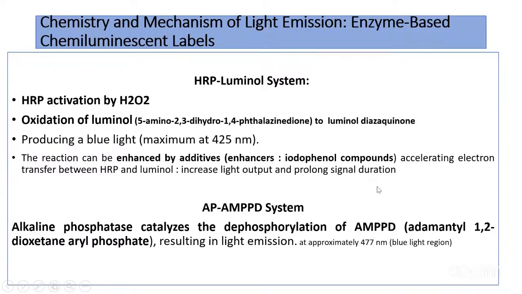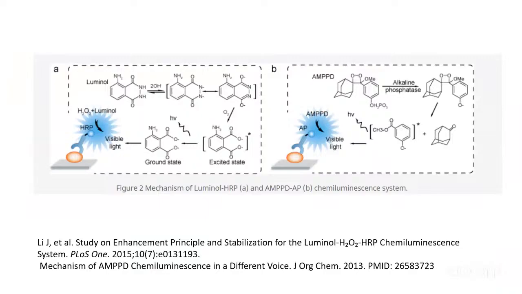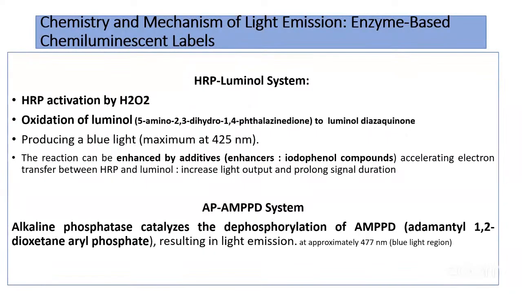It can be enhanced by additives like iodophenol compounds. And then in the alkaline phosphatase system, it will catalyze the dephosphorylation of AMPPD, resulting in light emission. So the substrate is getting activated by these two enzyme systems. In the direct one, the luminol, in presence of hydrogen peroxide, is directly getting into excited state. So this is the chemistry: a lot of intermediate forms are formed, coming back and the release of light in enzyme-based chemistry of HRP and AP.